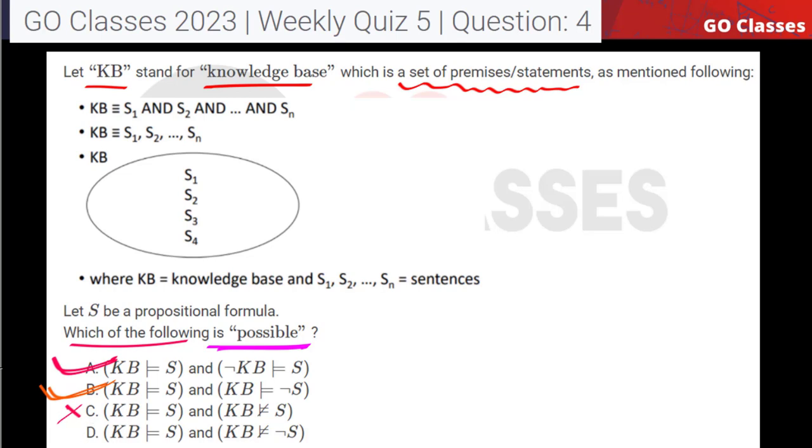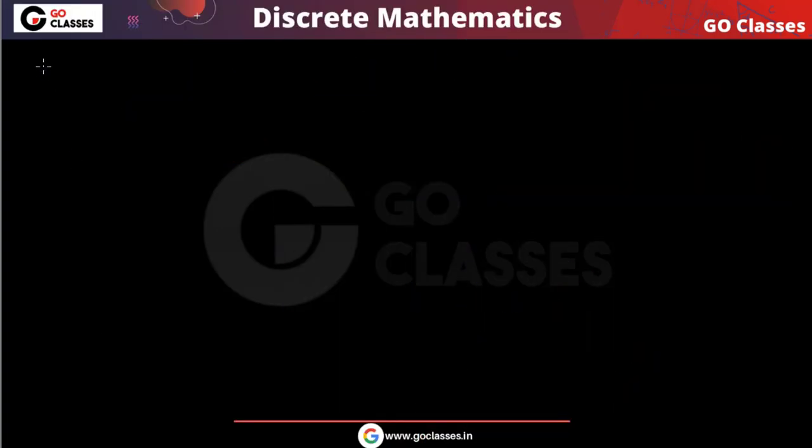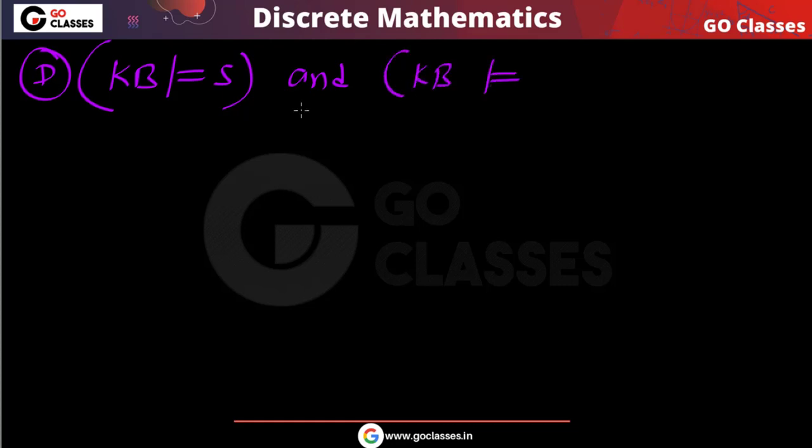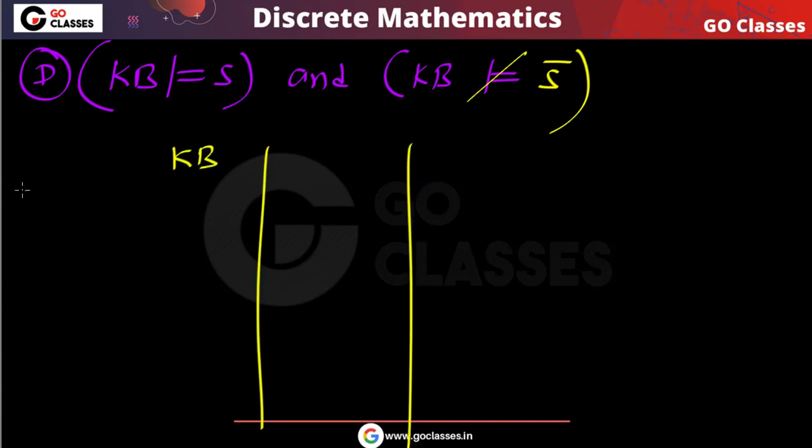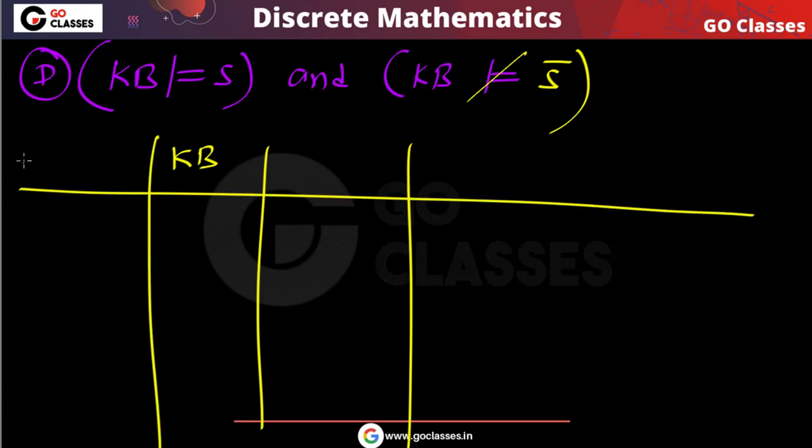And what about option D? Knowledge base infers S and knowledge base does not infer negation S. So let's check it out. Option D is saying that knowledge base infers S and knowledge base does not infer negation S. What this question is saying is that you have some knowledge base, which is a propositional expression over some propositional variables which we don't know. I told you that knowledge base is basically some propositional formula, and this is another propositional formula S.